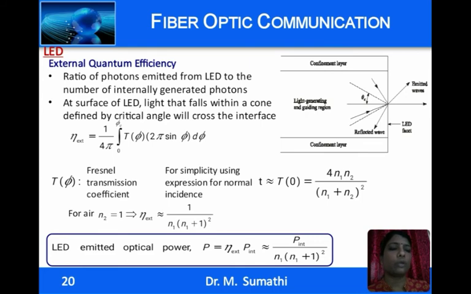So, we have 2 n1 n2 by (n1 plus n2) square outside, integral of sin phi d phi, and integrating that gives cos phi, and substituting we get an expression, and we see n2, the external medium is air. So, it is equal to 1 for air, therefore, external efficiency is approximately equal to 1 by n1 into (n1 plus 1) the whole square, and the power emitted by an LED is given by the external efficiency into internal power, that is power internal by n1 into (n1 plus 1) the whole square. So, this is the quantum efficiency of an LED and the total power emitted by an LED.